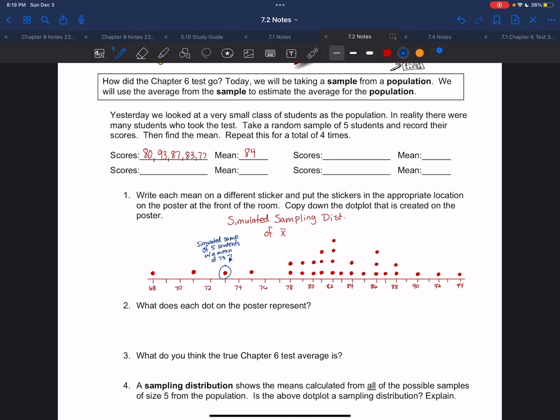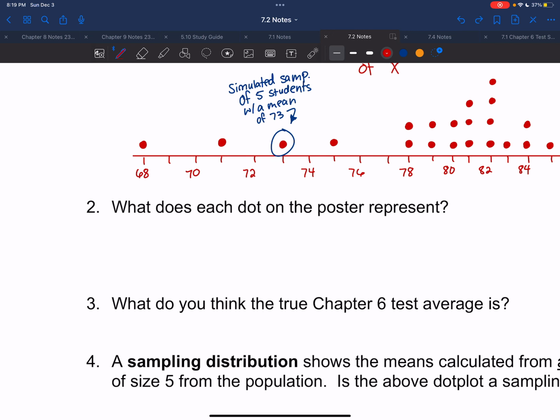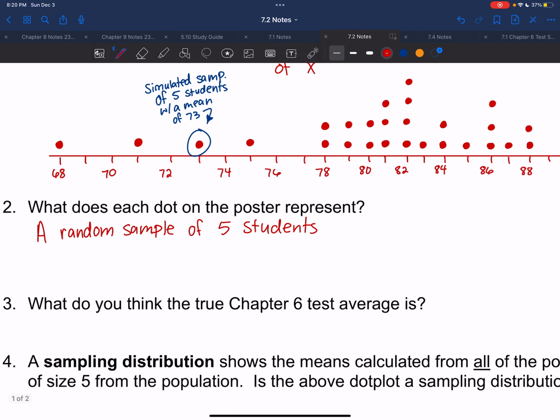Okay. Now, number 2 says, what does each dot on the poster represent? So just like I was writing out in this blue right here, just in a more generic, more general term, each one of these dots is a random sample of 5 students and the mean test score calculated for that sample.